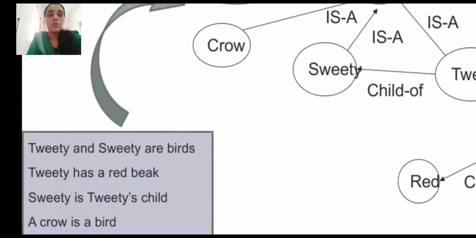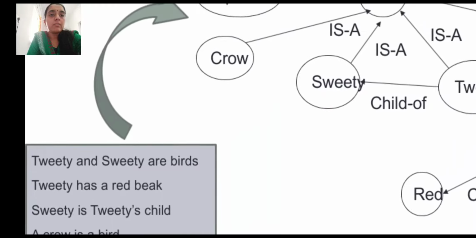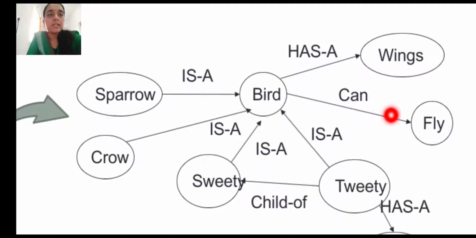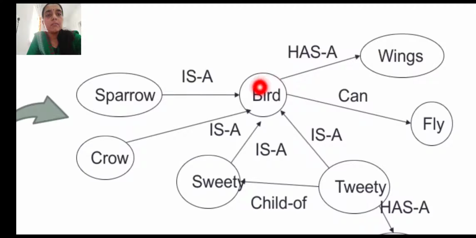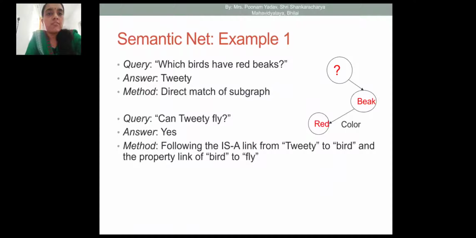Then a crow is a bird, and a bird can fly. A bird has a wing. Bird, and then these are relationships. Sparrow is a bird, crow is a bird, Sweetie is a bird, Tweety is a bird. Then Tweety has a beak and of color red. So in this way we can represent the facts in network format, and here we can also answer some questions.